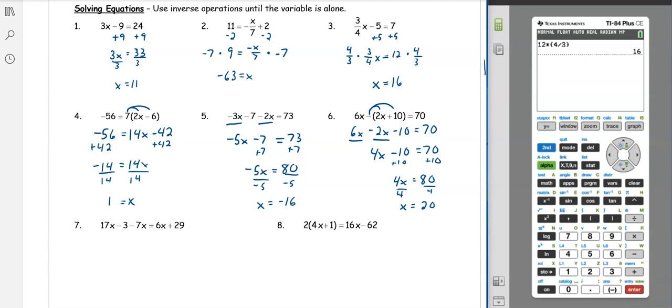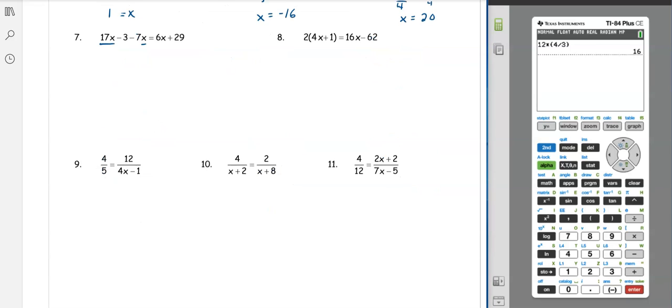In number 7, we have 17x minus 3 minus 7x equals 6x plus 29. On the left-hand side, I can combine my x's, so 17 minus 7 is 10x. Minus 3 equals 6x plus 29. Now, when there is a variable on both sides of the equation, we use the opposite sign to move it over to combine. So I'm going to move the smaller x, which is 6x. I'm going to subtract 6x from both sides. 4x minus 3 is equal to 29. Then we can add 3 to both sides, so 4x is equal to 32. Divide by 4, so x is 8.